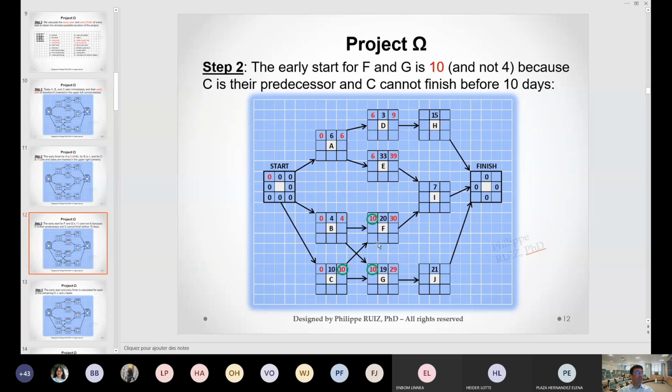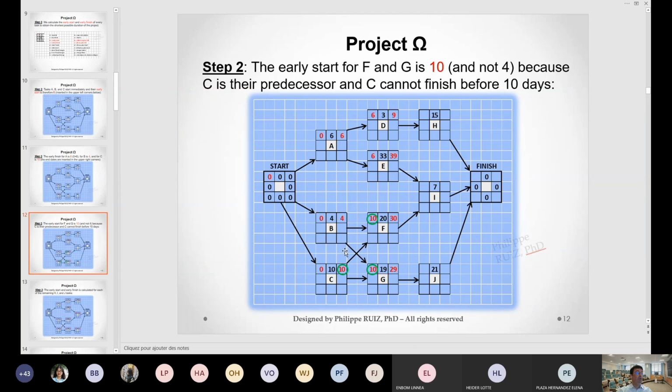Now, F and G have two antecedents, B and C. So before F can start, B and C must be finished. You can see that B will finish after 4 days, that's the early finish, and C will finish after 10 days. So it means that F cannot start before the two tasks here are completed. And because C will last the longest, the duration of C will be when F can start.